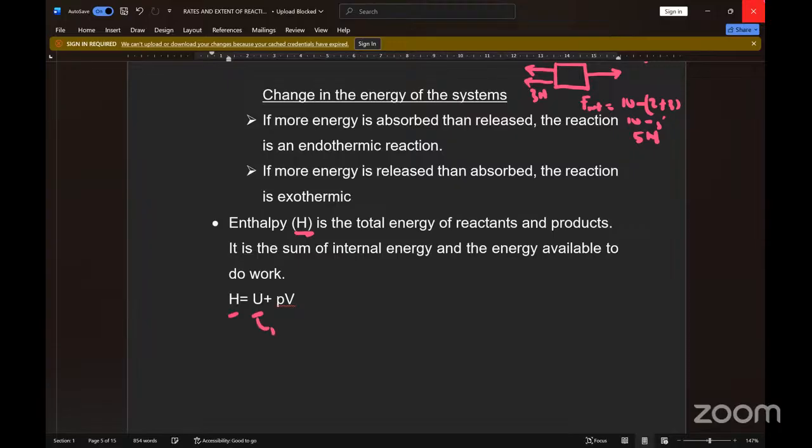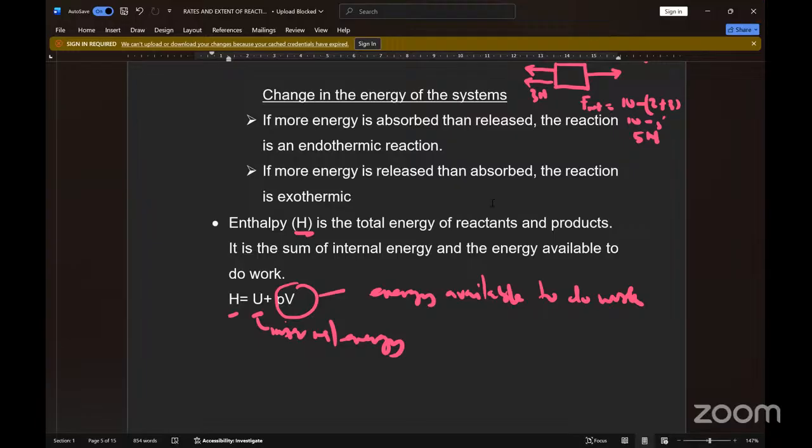This is the internal energy. My handwriting is terrible. And this one is called the energy available to do work.